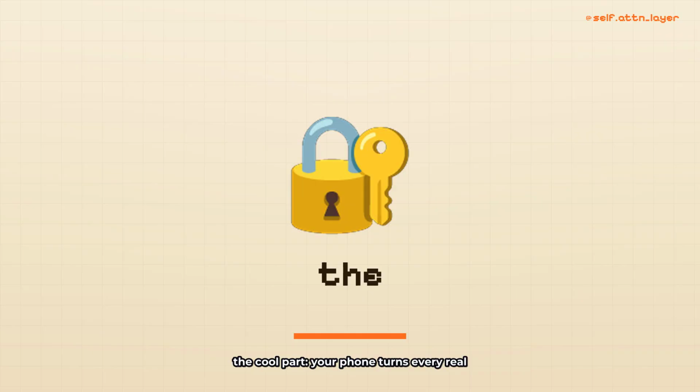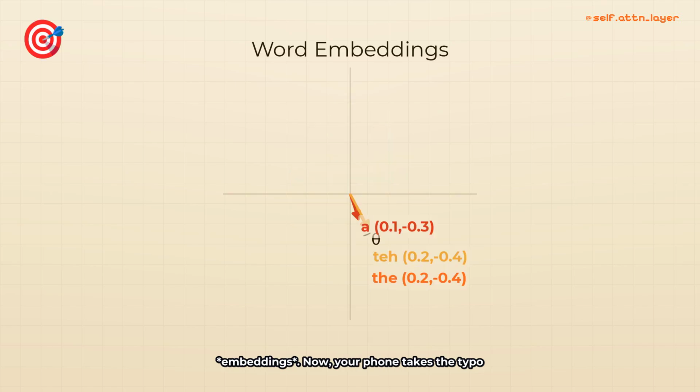Here's the cool part. Your phone turns every real word into a tiny list of numbers, like a secret code. For example, the word "the" might become 0.2, 0.4. The word "a" could be 0.1, 0.3. These lists are called embeddings. Now your phone takes the typo "te" and turns it into its own secret code too. Even though "te" isn't a real word, the code ends up looking like 0.21, 0.39, super close to "the."